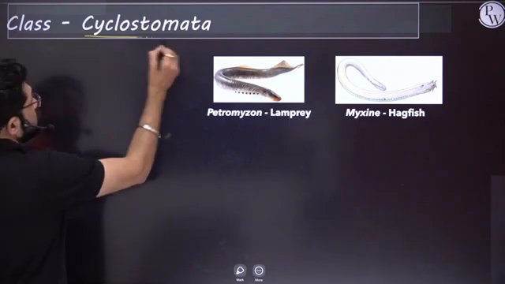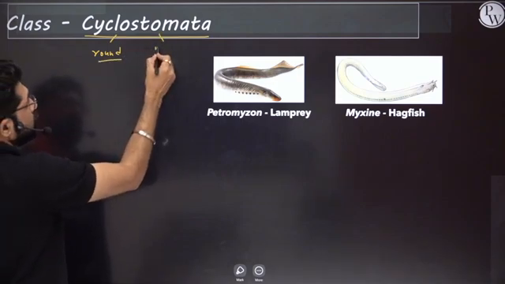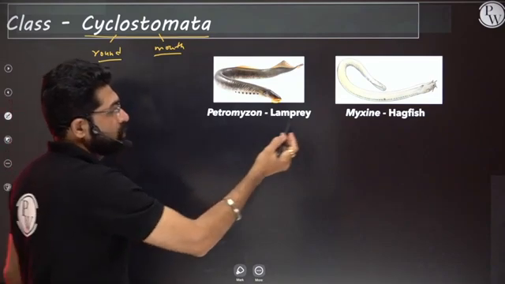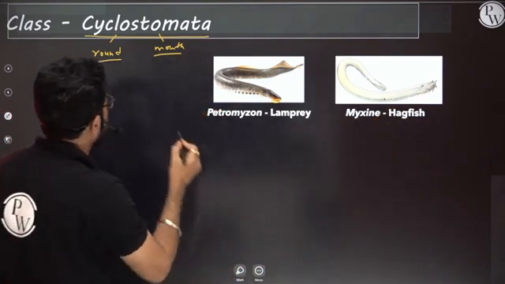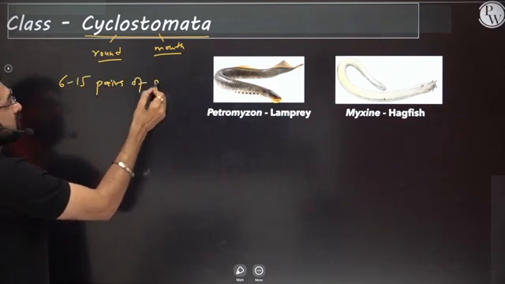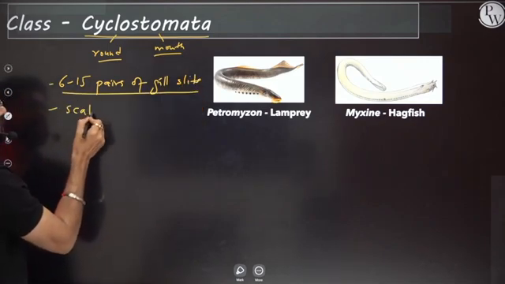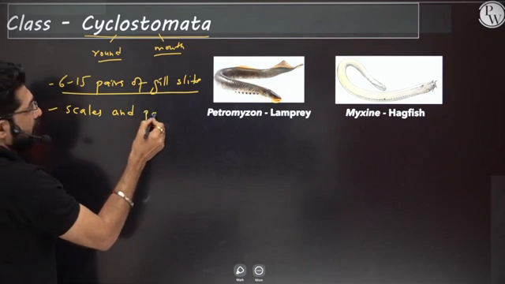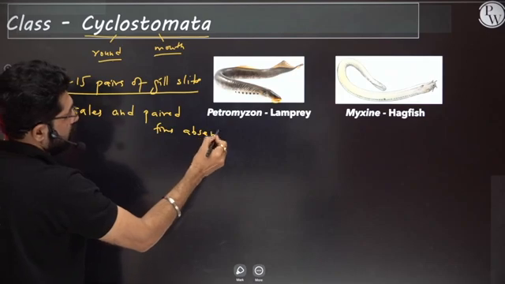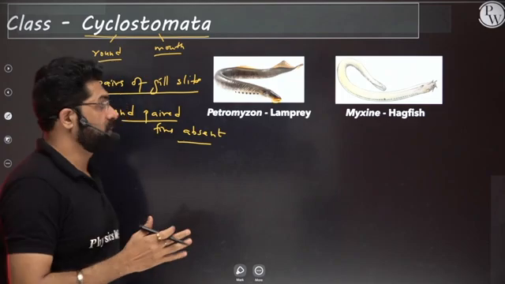So, class Cyclostomata. Cyclo means round, and stoma means mouth. So they have a round mouth, you can see here. That's why they are called Cyclostomata. They have 6 to 15 pairs of gill slits. Please write down that 6 to 15 pairs of gill slits are present. Scales and paired fins both are absent in them. Please write down this important point.